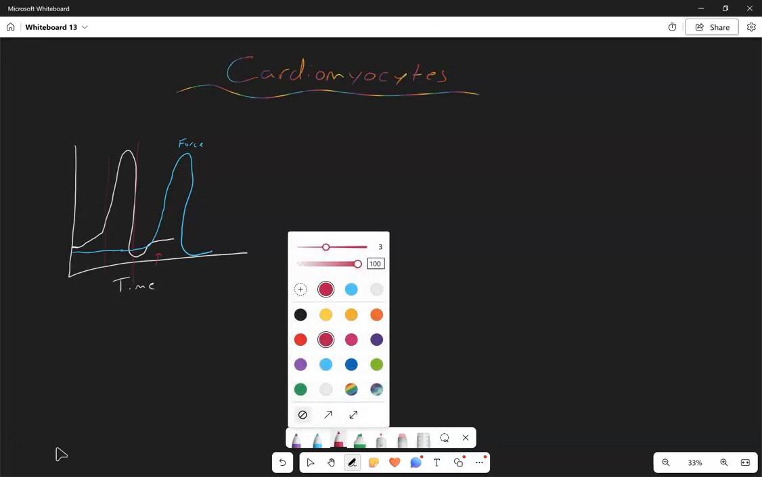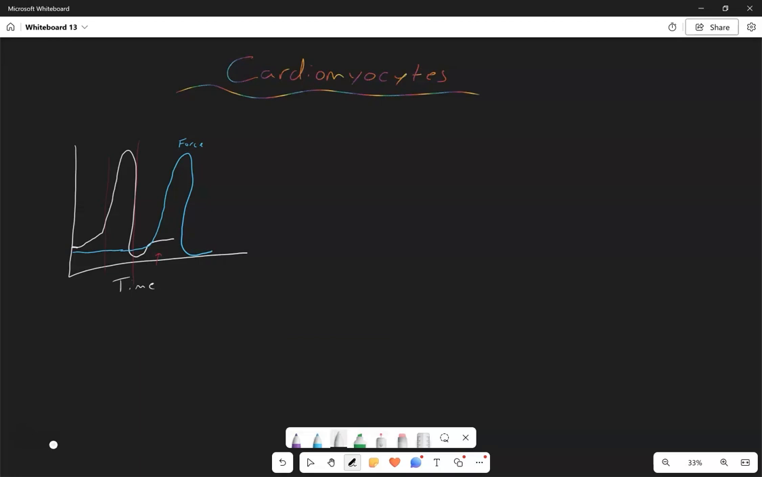Okay, now if we look at this same sort of graph where we simultaneously graph the voltage changes and force over time in a cardiomyocyte, let's put skeletal muscle over here just so we know. We can keep these two separate. So we'll say skeletal muscle is over here, and then we'll put cardiac muscle over here.